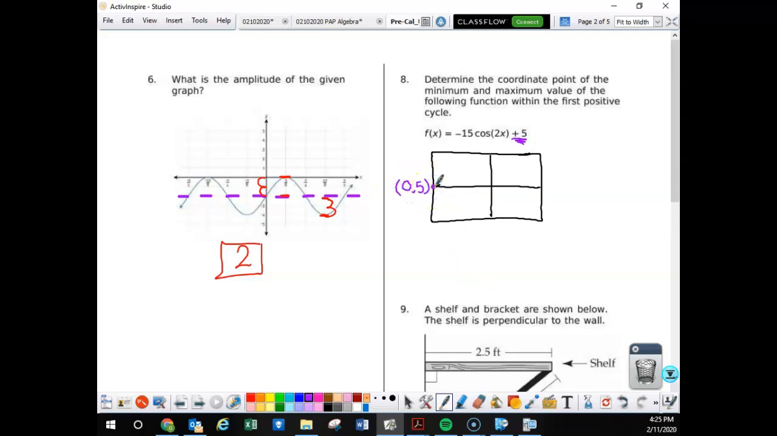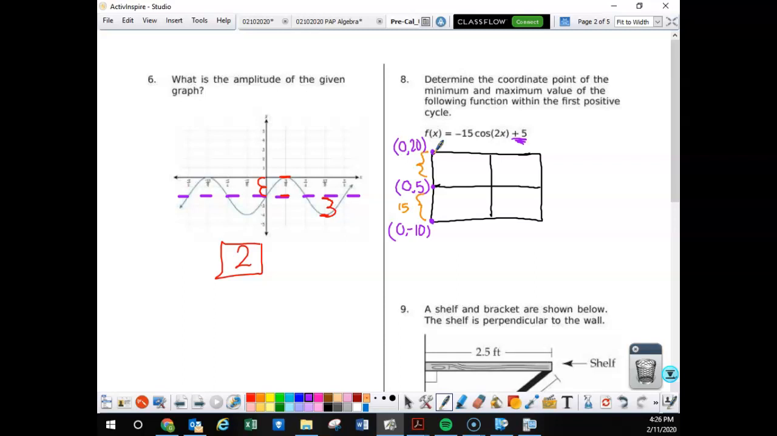And then negative 15 is the a value, so I know it's going to start at the bottom, okay, since it's cosine. So it's going to start here, basically. And so it's 15 from 5. So this is 15. So 5 minus 15 would be negative 10. So this point down here is 0, negative 10. And then 15 up would be 5 plus 15. So that's going to be 20. So this is 0, 20. And that's up here. Okay.